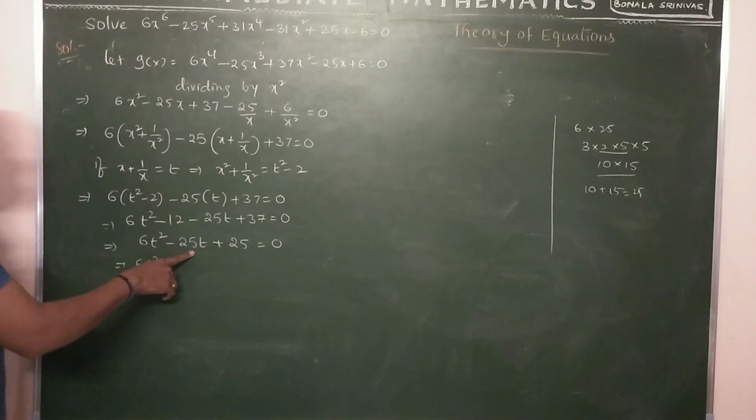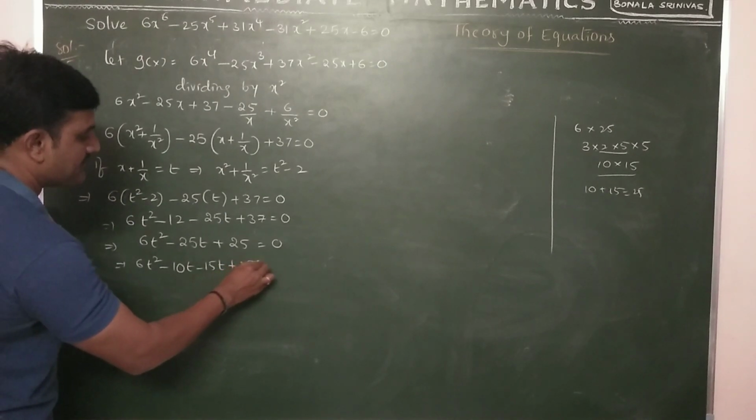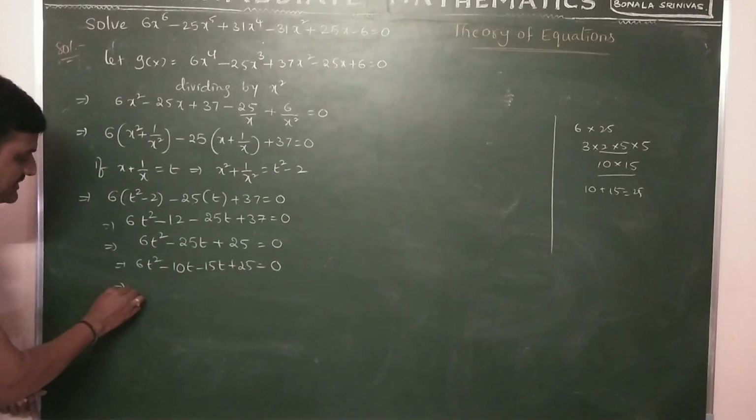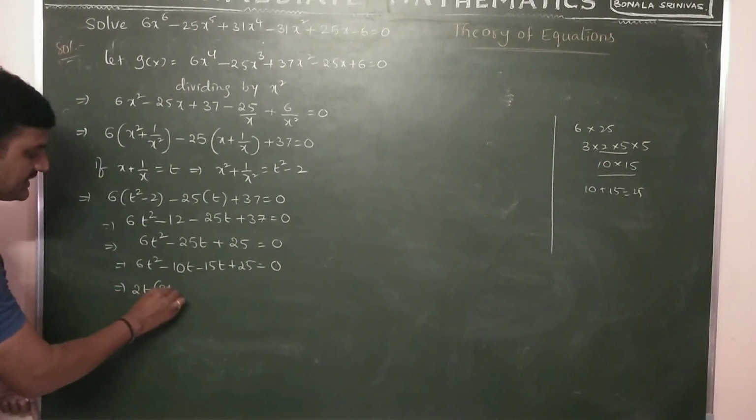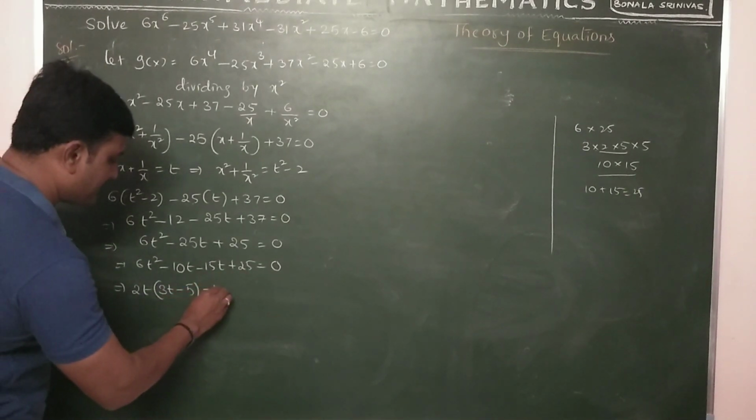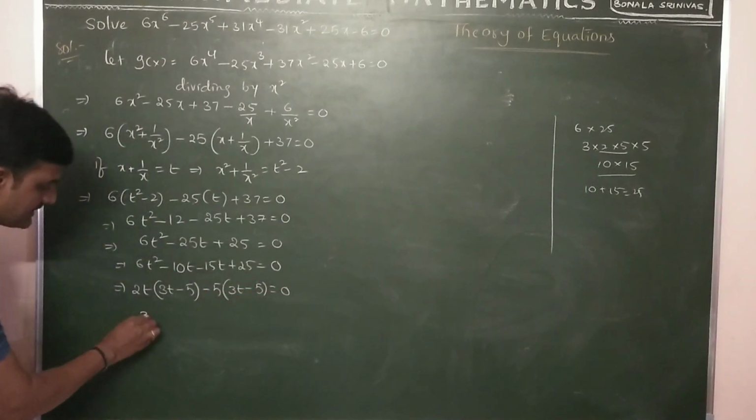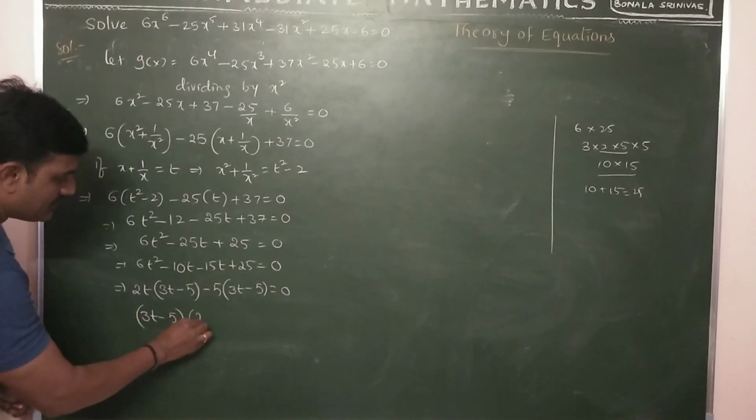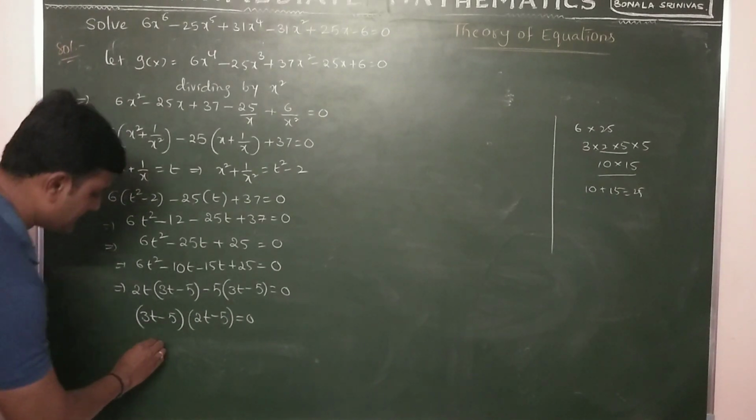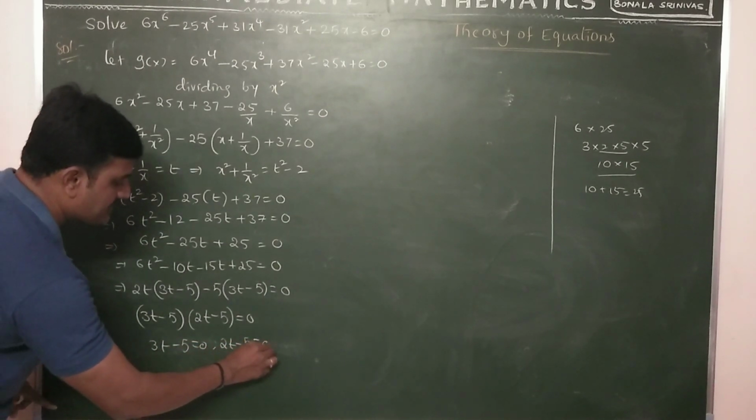6t square, now splitting: 10t minus 15t plus 25 equals 0. Then 6 and 10 are multiples of 2, so 2t is common. Then it is 3t minus 5. And also here 15 and 25 are multiples of 5, so 5 is common, and 3t minus 5 here equals 0. So 3t minus 5 into 2t minus 5 equals 0. Then 3t minus 5 equals 0 and 2t minus 5 equals 0.